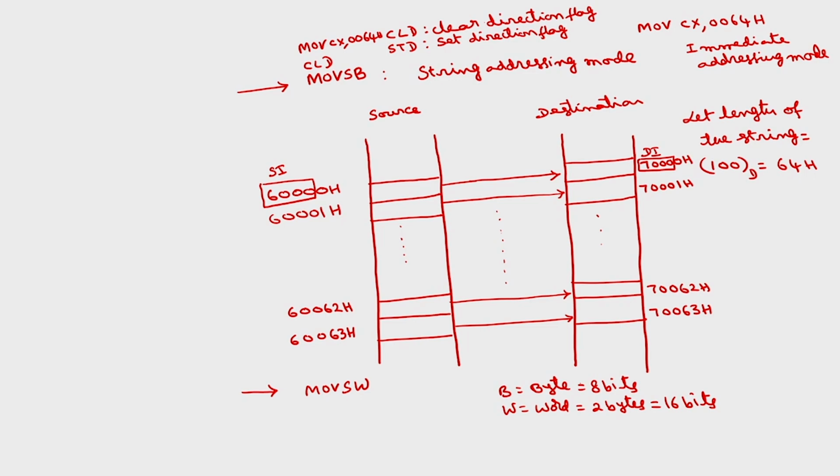So, after each byte, the contents of the source index and destination index will be automatically incremented if the direction flag is cleared. If the direction flag is set, they will be automatically decremented. So, that is how this 100 will be transferred. Here also, same, clear the direction flag, then you have to write move string word. So, instead of move string byte, if I write move string word, then this will take 2 bytes. So, these 2 bytes will be transferred to these 2 bytes. So, totally 200 bytes will be transferred from source to destination.